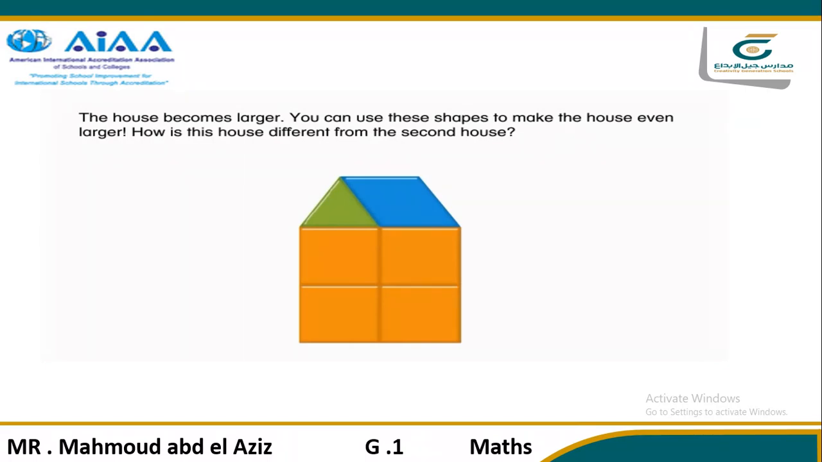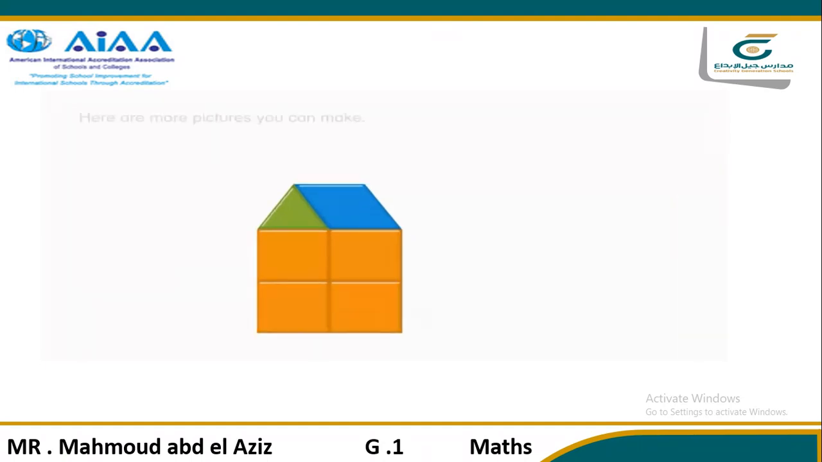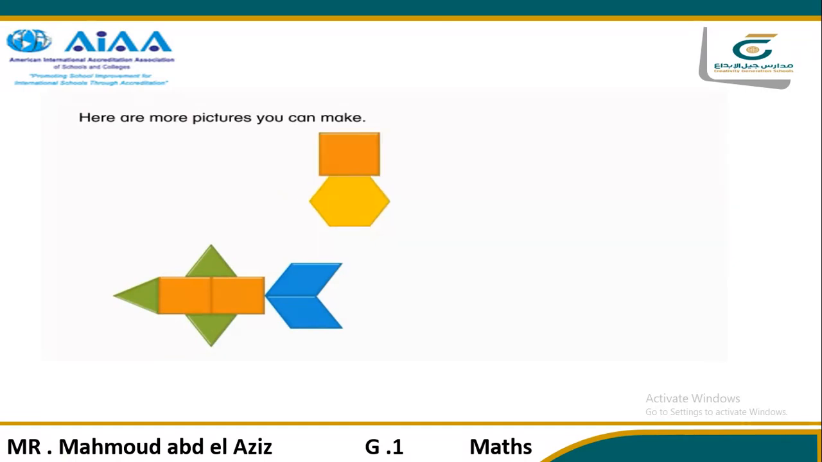How is this house different from the second house? It is larger and taller. How many shapes were added to the second house to make this house? 2 more orange squares were added. Here are more pictures you can make.